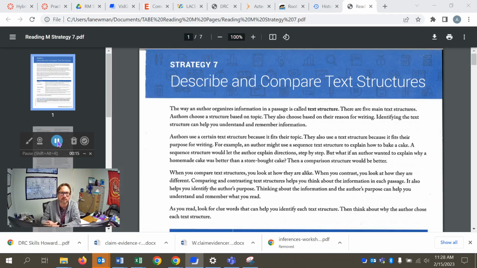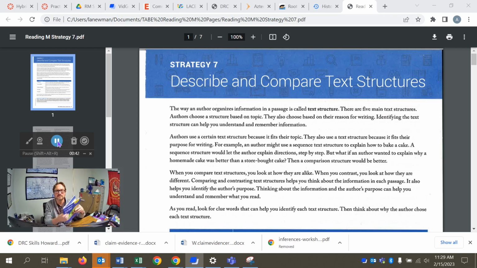But if you feel like you need to break it into two parts, to pause the video and come back to it, that's certainly okay. But this is an important lesson to understanding reading passages that you encounter both on the test and in the real world, is being able to analyze what kind of text you're looking at and what its function is supposed to be. All right, so remember, we're working in the TABE Reading M book.